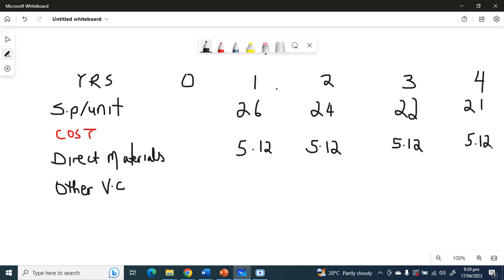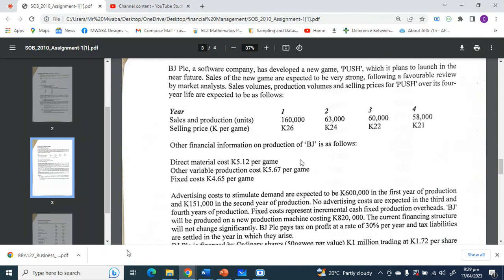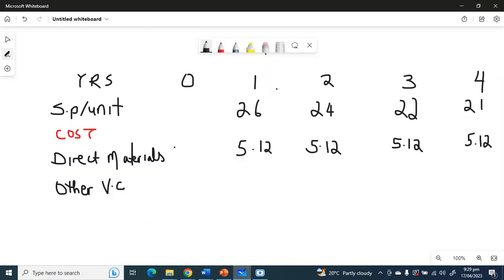Okay, you list out your variable costs, the direct materials. Next, our other variable costs, all right, 5.67 per game. All these are per unit, okay, per unit, all of them.